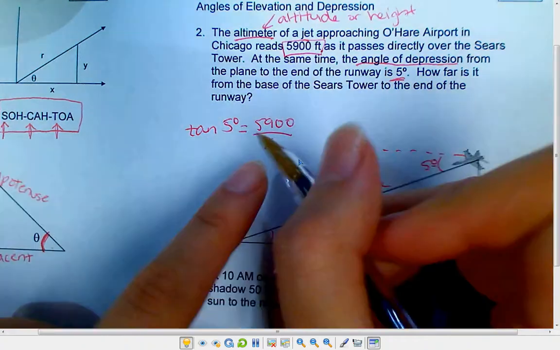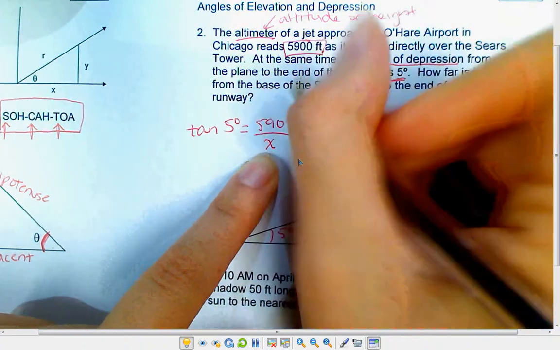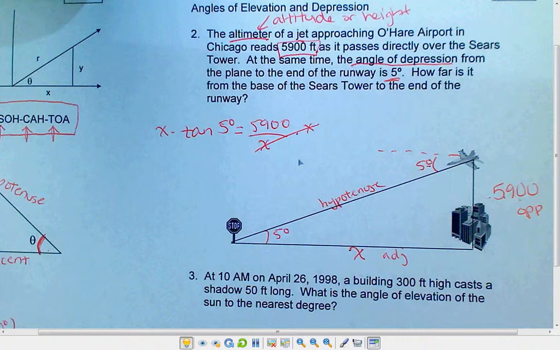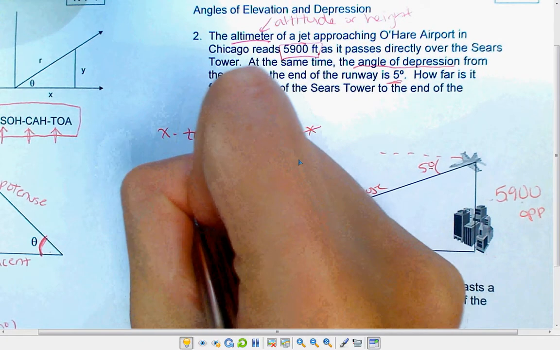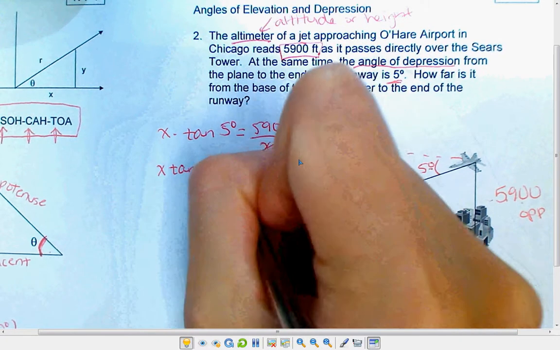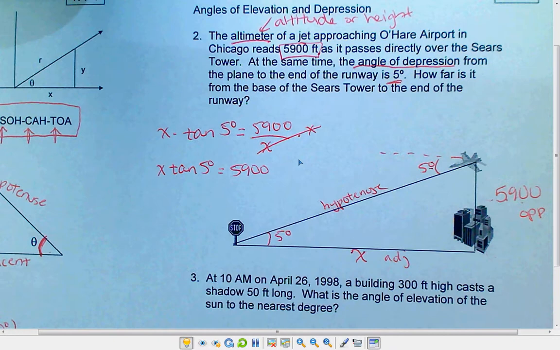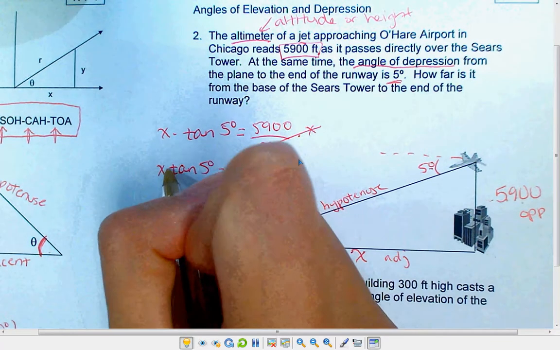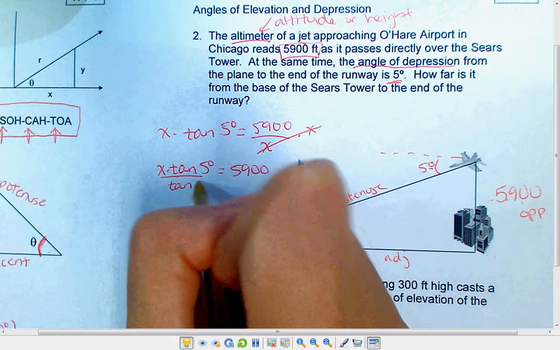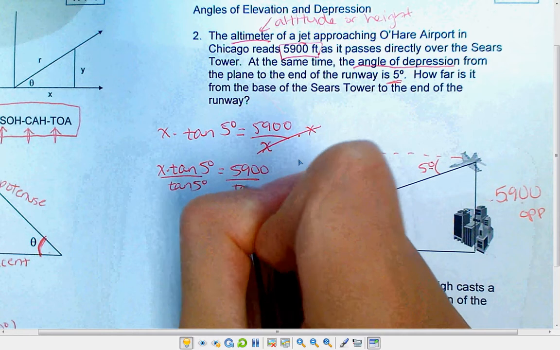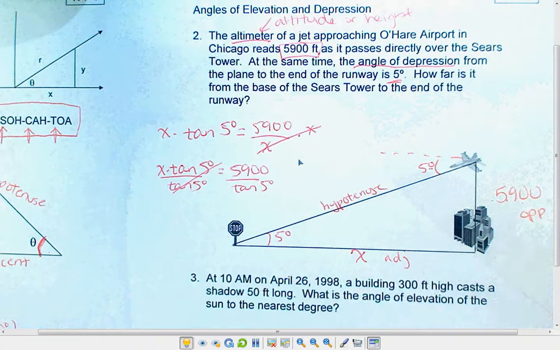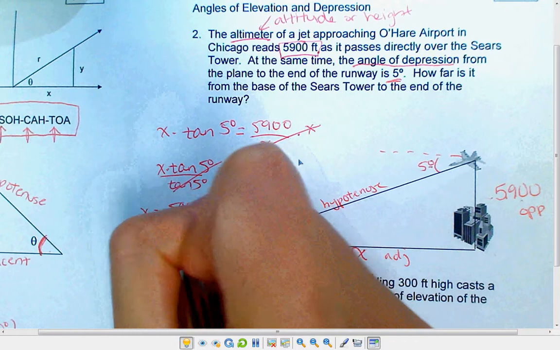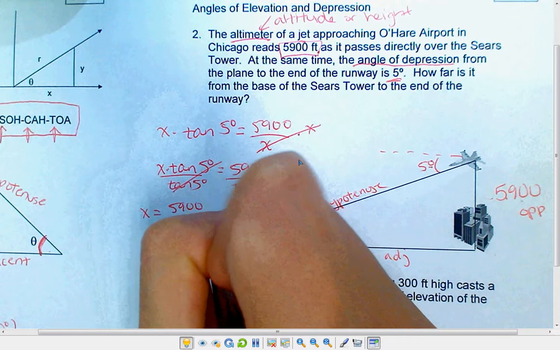So in this problem, my x is at the bottom of the fraction, so I'm first going to multiply both sides by x to get it out of the denominator. This leaves me with x tangent of 5 equals 5,900. And now we're trying to get x by itself, so since these two are being multiplied, we're going to divide by tangent of 5 degrees. That's going to cancel out, so we're left with x is equal to 5,900 over tangent of 5 degrees.